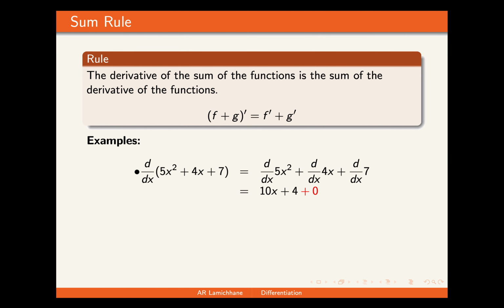Alright, that's it. And we just need to simplify, which is 10x plus 4. So this is the derivative of 5x squared plus 4x plus 7.